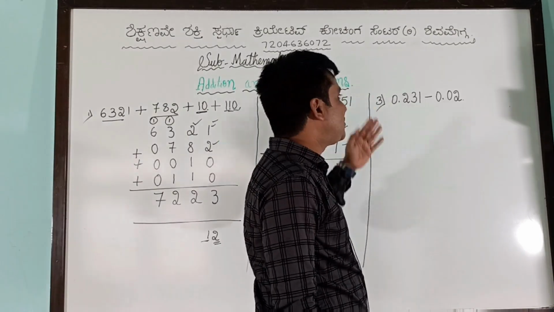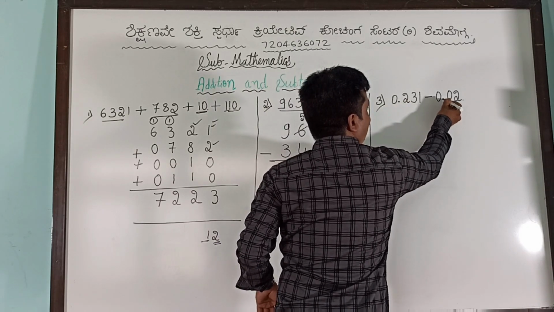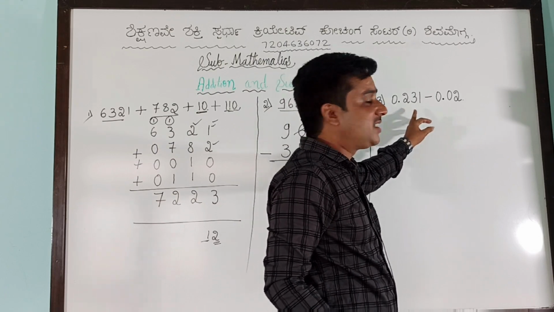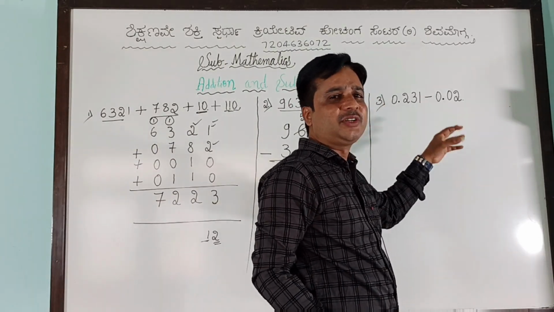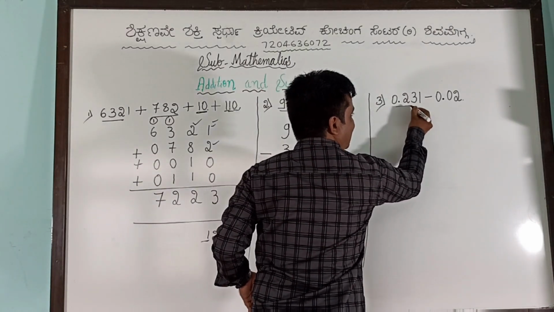Third question is here. See, a decimal number comes here. So when it comes to decimal numbers, how do we do it? The symbol is subtraction. We know that subtraction means to take away. So here, let's first write the given number.